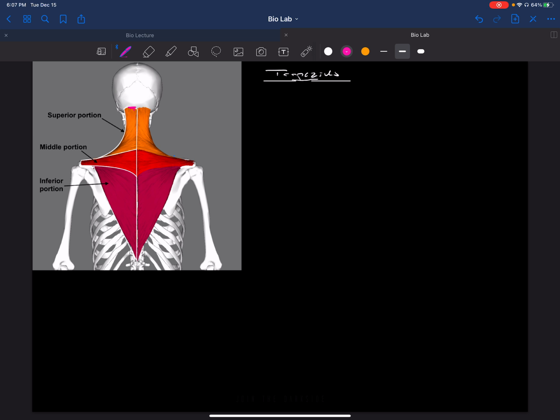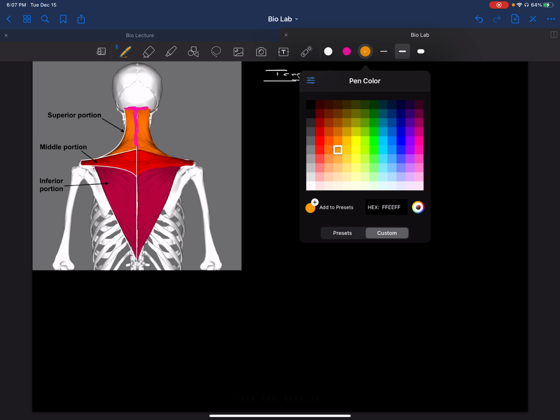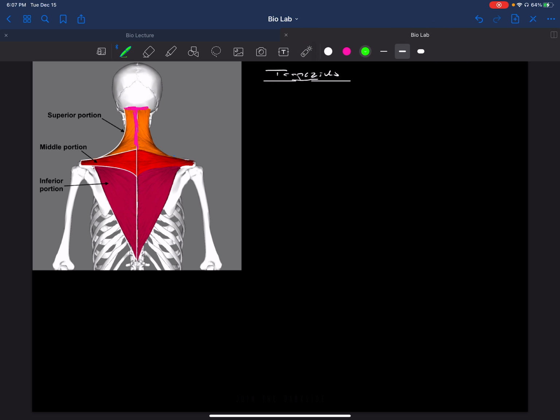So the trapezius is split up into 3 different parts, which is the superior portion, the middle portion, and the inferior portion. So for the superior portion, the medial attachment points are the occipital bone and the C1 through C6 vertebrae. So I'll outline that in pink. And its lateral attachment points is the medial border of the acromion process of the scapula. So I'll outline that in green. So right here.